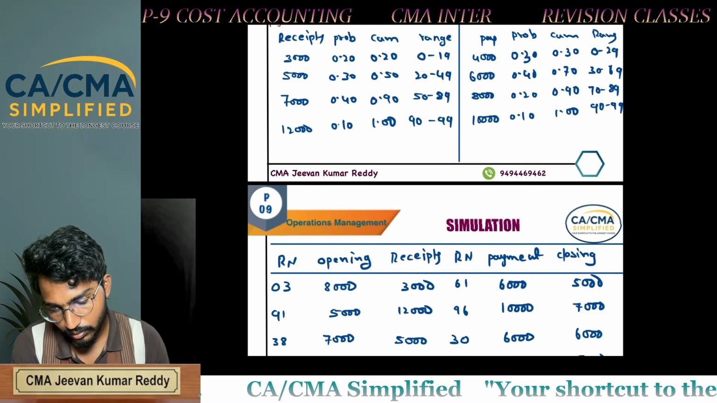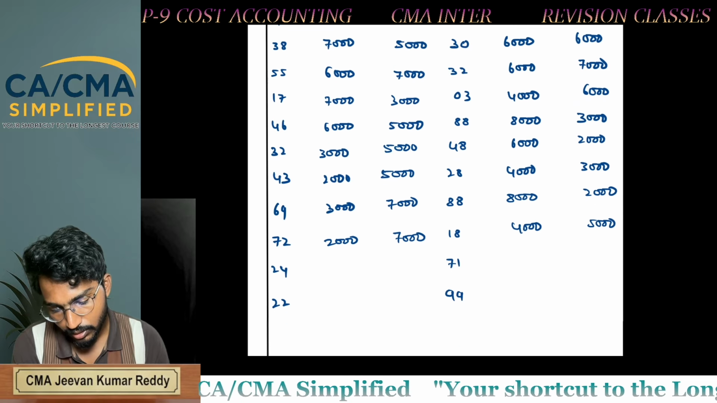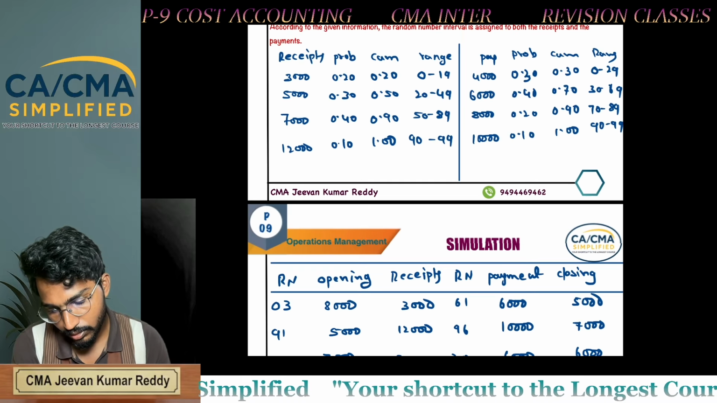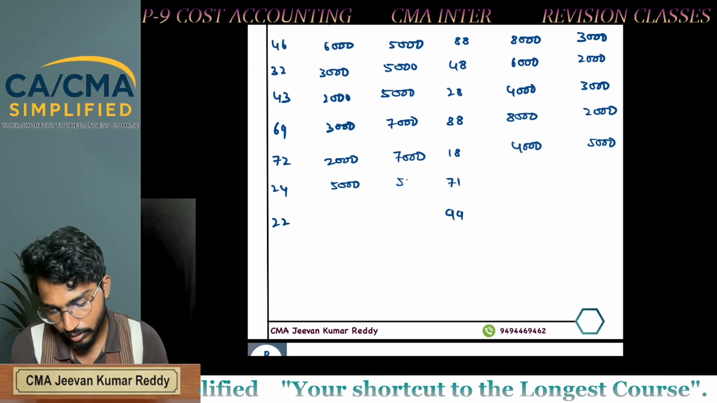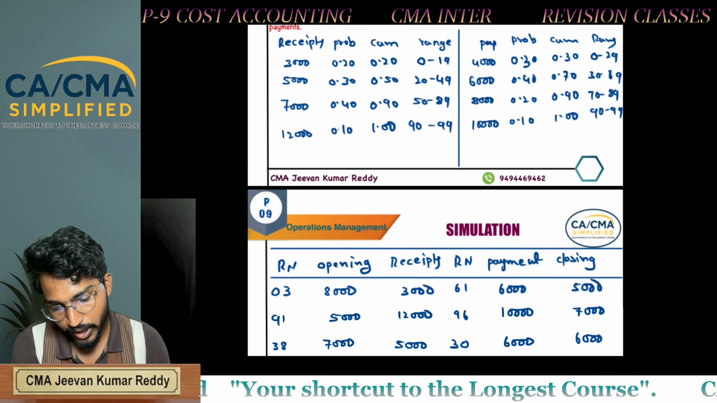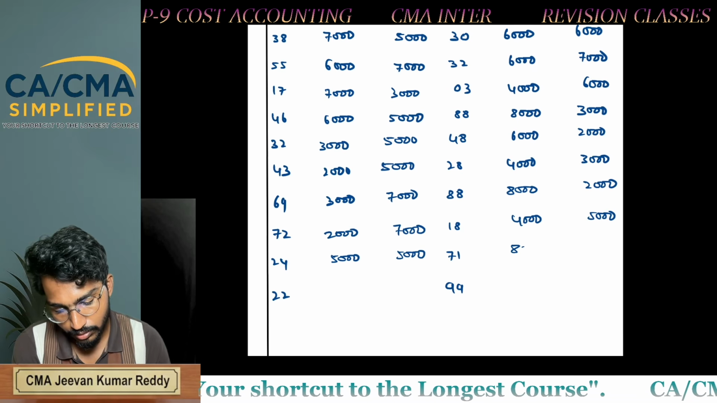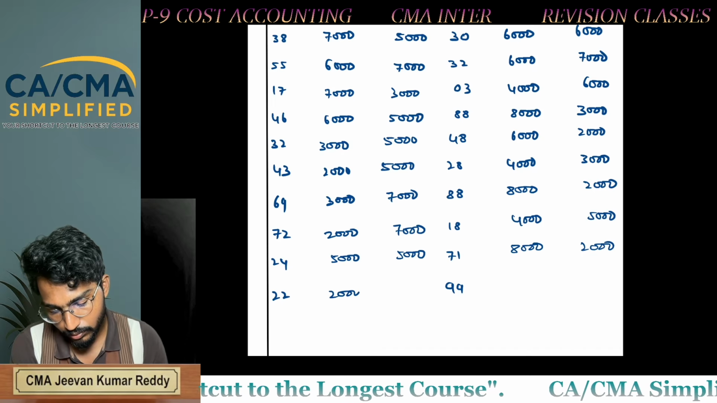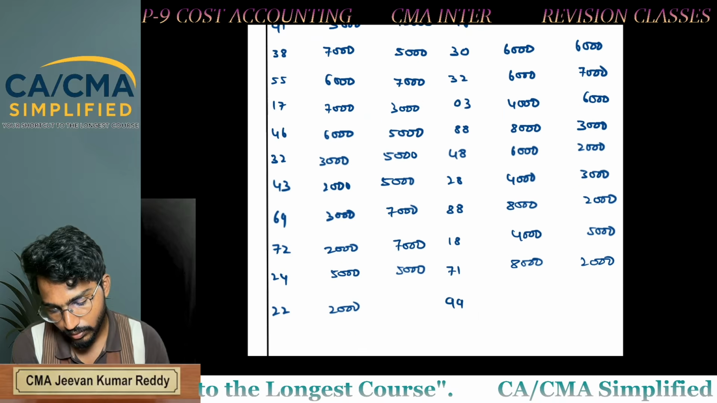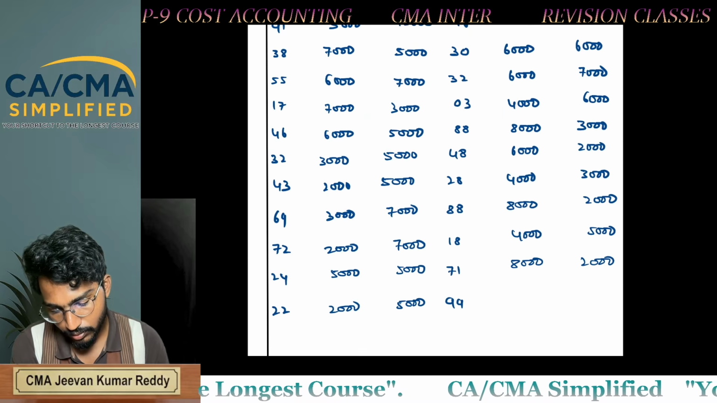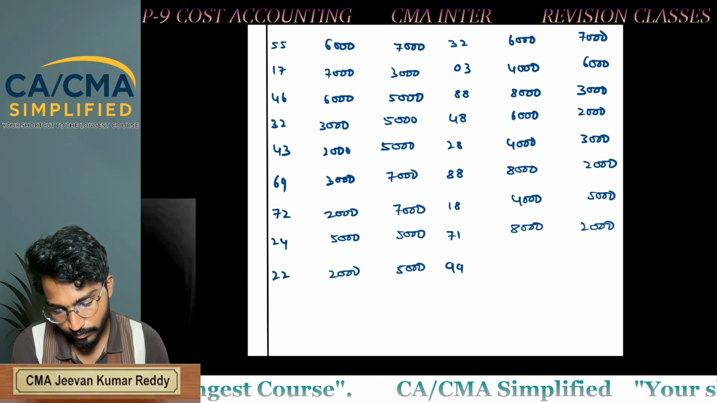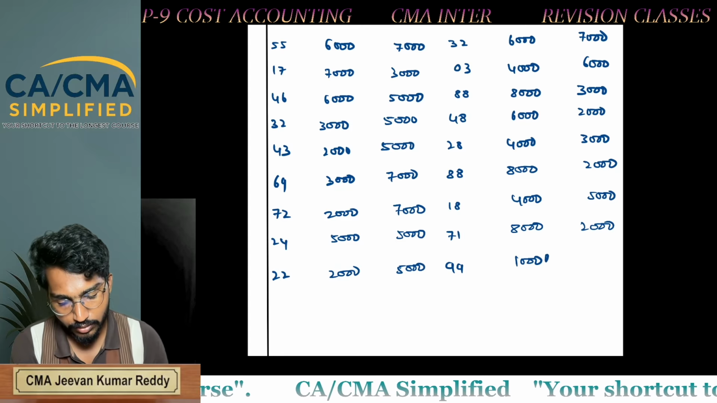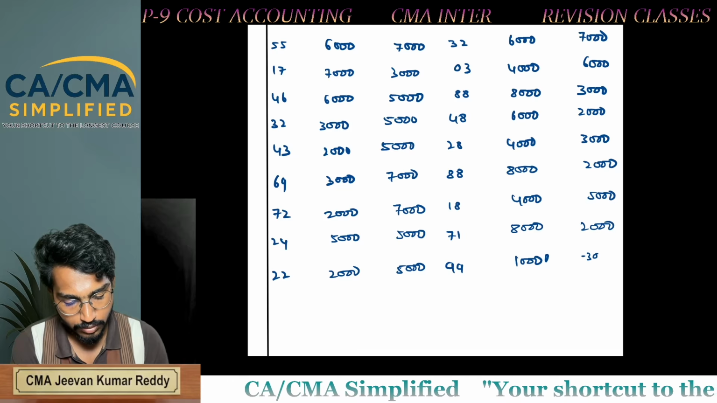Next, 24. That means here it is 5,000. 24 means 5,000. Total we have 10,000. 71. We paid 8,000. That means we are left with 2,000. So 22. That means we received 5,000 and we paid 10,000. Means we have only 7,000. We paid 10,000. That means minus 3,000.